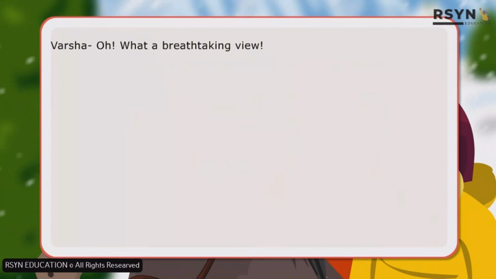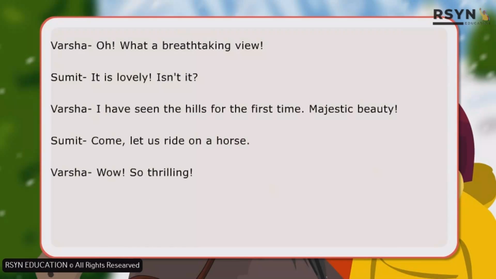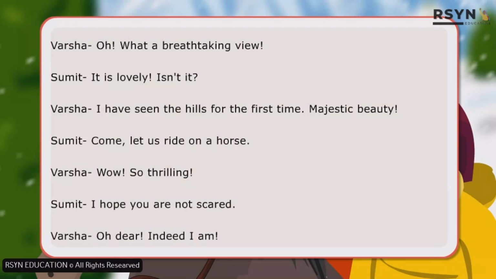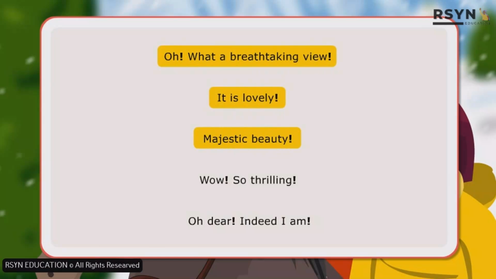In the dialogues, the boy and the girl have used sentences expressing sudden surprise, joy, and fear. These sentences end in an exclamation point. Here are some examples of sentences with exclamation points. Oh, what a breathtaking view! It is lovely. Majestic beauty. Wow, so thrilling. Oh dear, indeed I am.